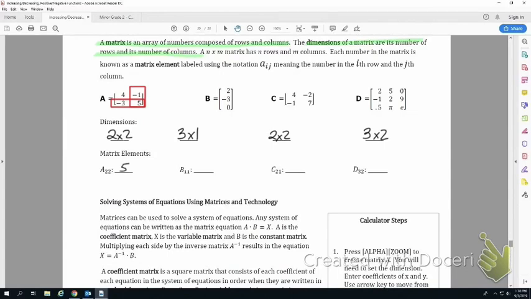Okay, B11, so first row, first column, that would be referring to what? 2. C21, that's referring to what? Second row, first column, so -1. And if you have to write the little rectangles in there, do it. Okay. Row 3, second column, pi.